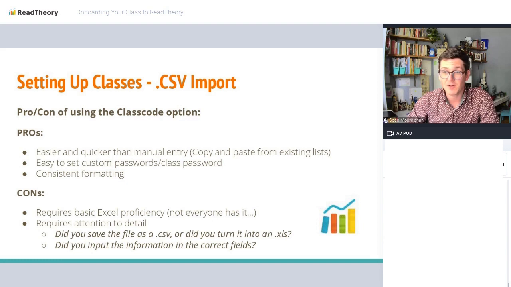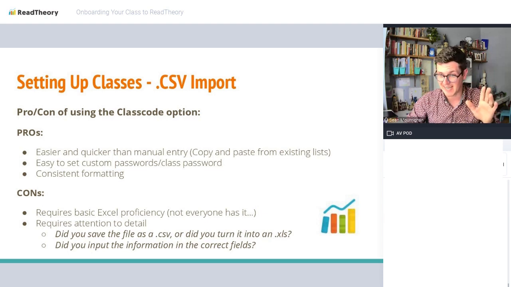So basically, if you already have a list with your students' first and last names, well, you don't have to retype them. You can copy and paste them into an Excel spreadsheet. We give you the template, and then that gets sent over to us. And it automatically fills in all their information. I love it. It allows you to quickly set custom passwords, have consistent formatting, deal with any errors or issues.